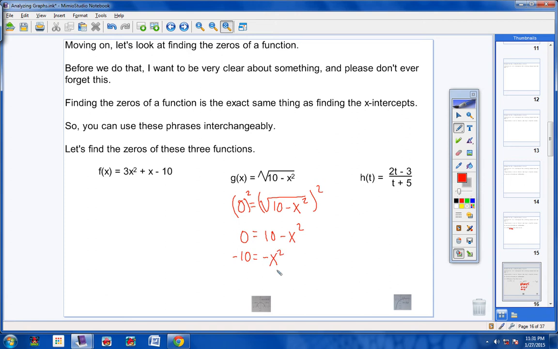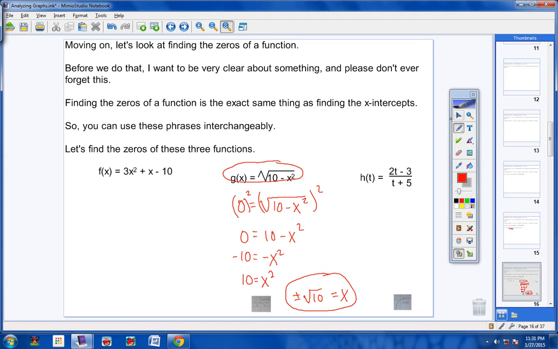Now divide both sides by a negative 1. And now take the square root of both sides. The square root of 10 is positive or negative square root of 10. The square root of x squared is x. Okay, now the square root of 10 should be 3.1 something, okay? So I'm claiming the x-intercepts of this graph right here would be positive or negative 3.1.